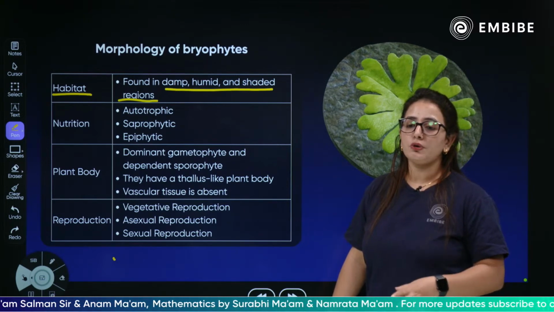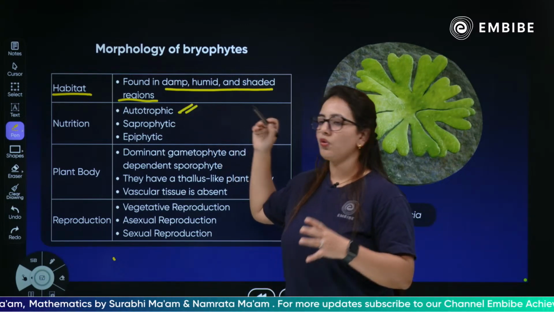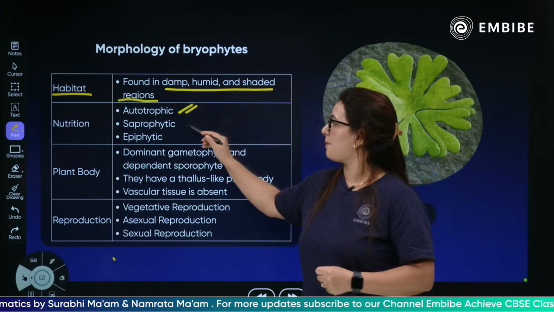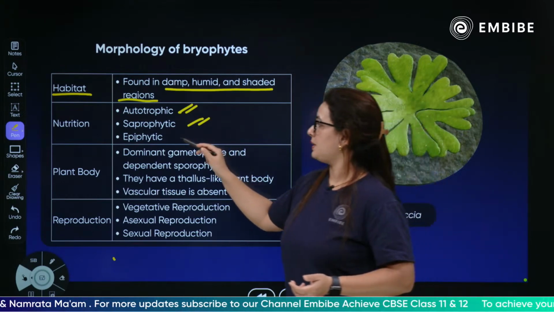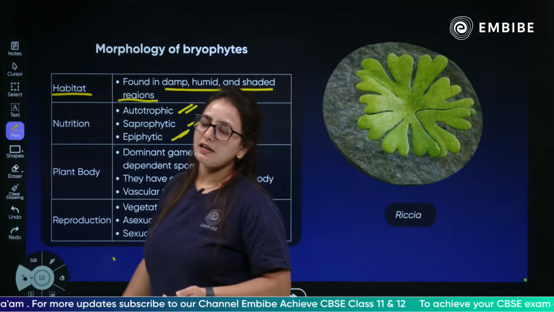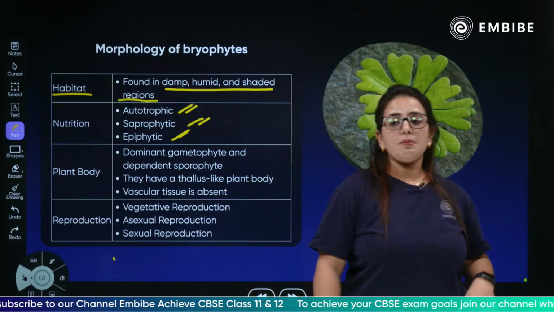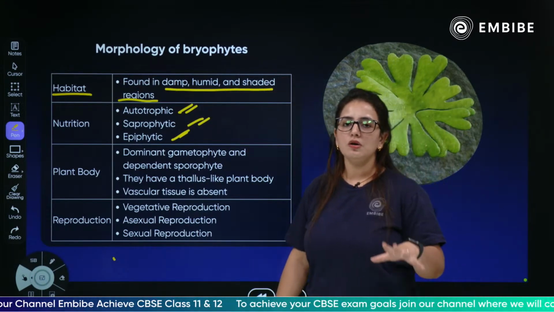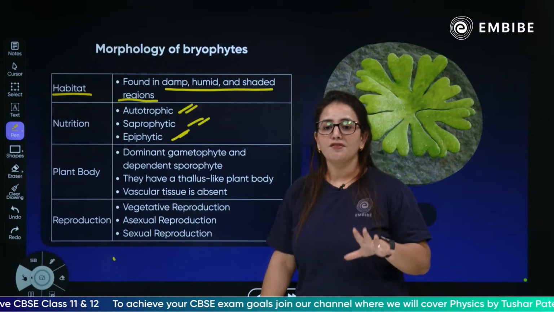The mode of nutrition is autotrophic; they can create their own food. They can also act as saprophytes, feeding on other organisms, and they could be epiphytic, living in association with other plants. So children, the mode of nutrition is autotrophs, saprophytes, and of course epiphytic.